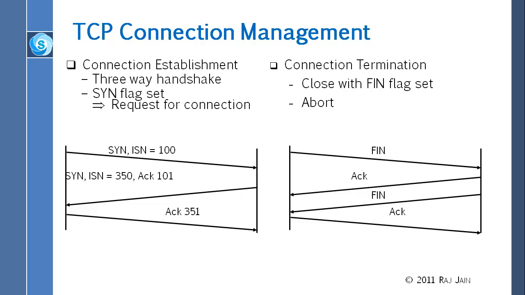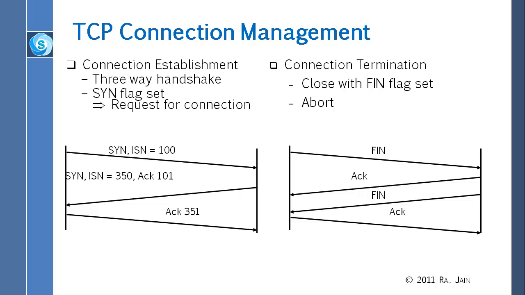The connection establishment is what we call a 3-way handshake. 3-way handshake means when somebody wants to connect to somebody else, let's call it A and B, A sends a message which says SYN flag is set. If you remember, what was the SYN flag for? It was synchronize. And it says ISN, initial sequence number is 100.